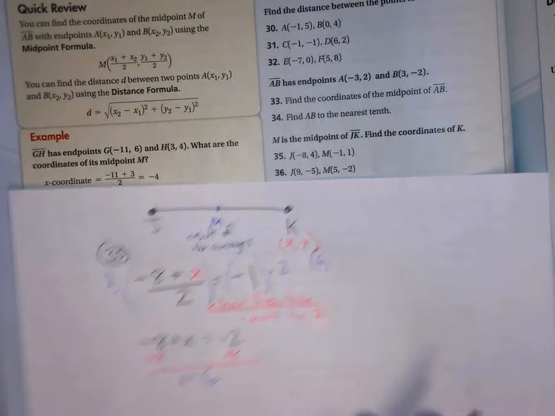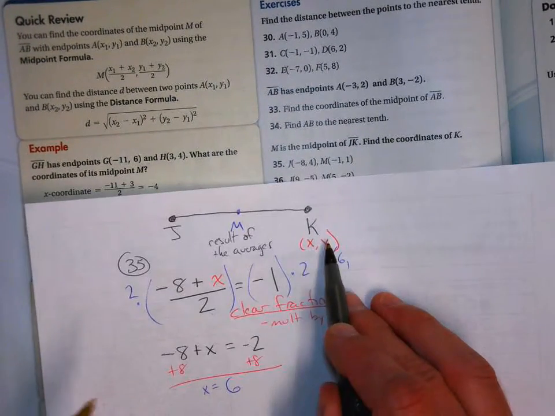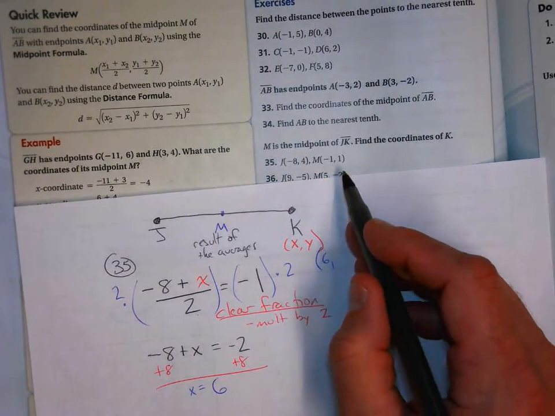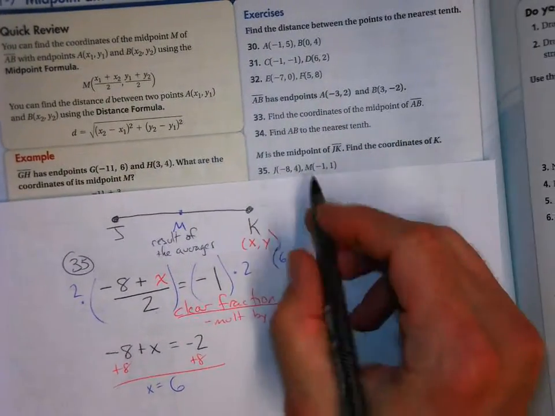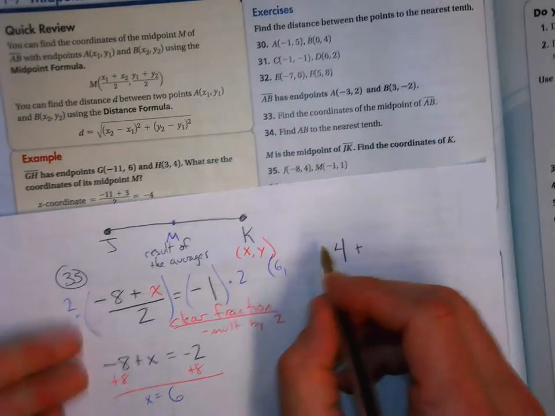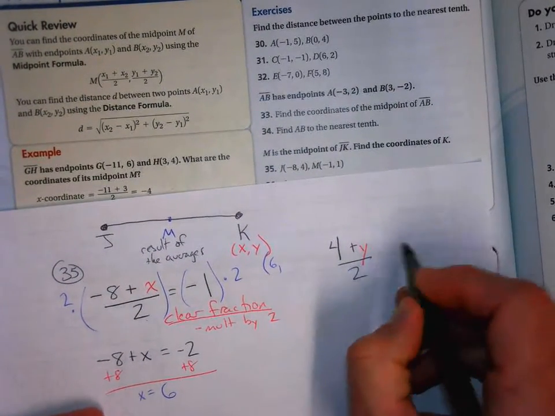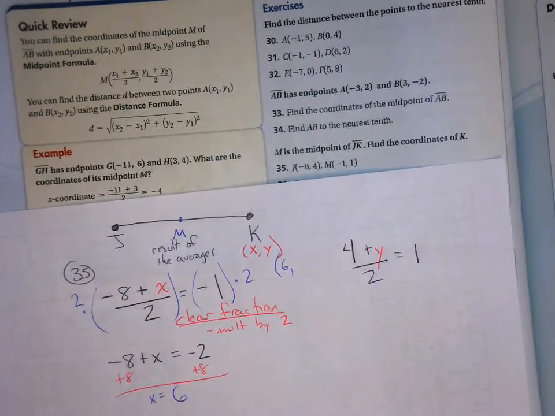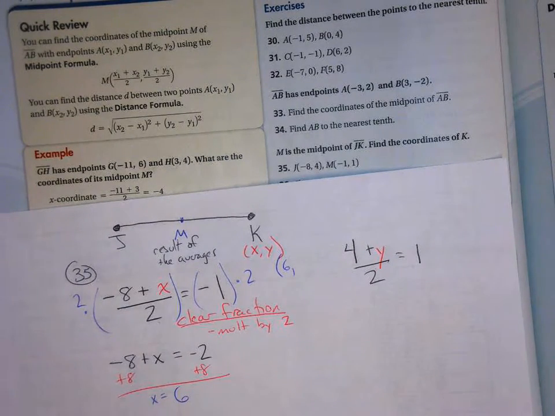So with number 35, we have our endpoint j, the y-coordinate is 4. The endpoint k, the y-coordinate we don't know. The result of the midpoint is 1. So to find our average y, we have our y-coordinate for j, and we have our y-coordinate for k, which we don't know. But if we divide that by 2, we're going to have the result of the y-coordinate of the midpoint of 1. Okay, so we have now created this other neat equation. And the process for solving this equation remains the same.